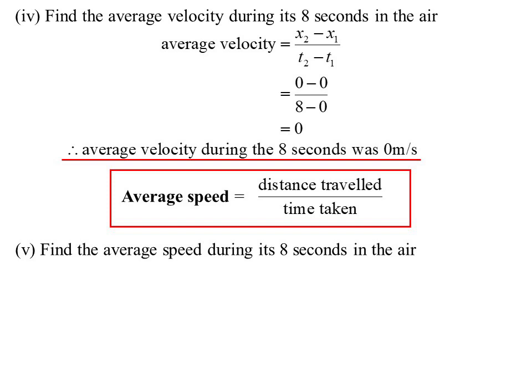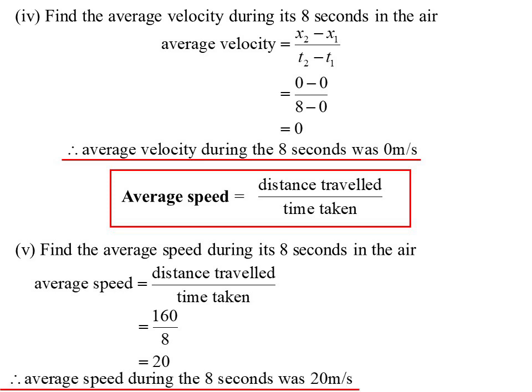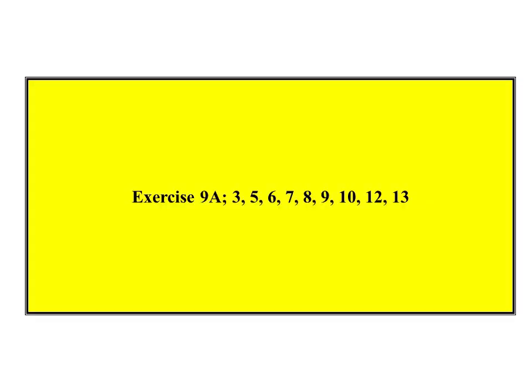So find the average speed during the 8 seconds. Well, now we're talking distance over time, not displacement over time. And the distance it travelled was 160. It was 80 up and 80 down. So its actual speed averaged 20 meters per second. Okay, so that's just a little intro into basic motion.